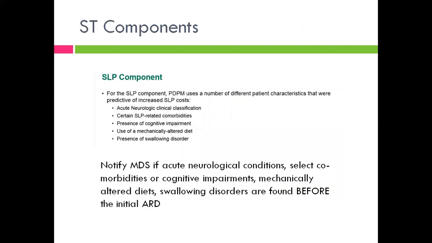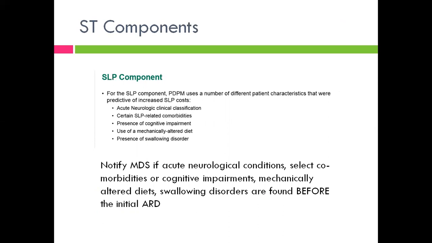With speech, we have 5 components, which include acute neurological conditions, certain comorbidities, the presence of a cognitive impairment or a mechanically altered diet, and the presence of a swallowing disorder. Those are the 5 areas that impact the speech reimbursement category.